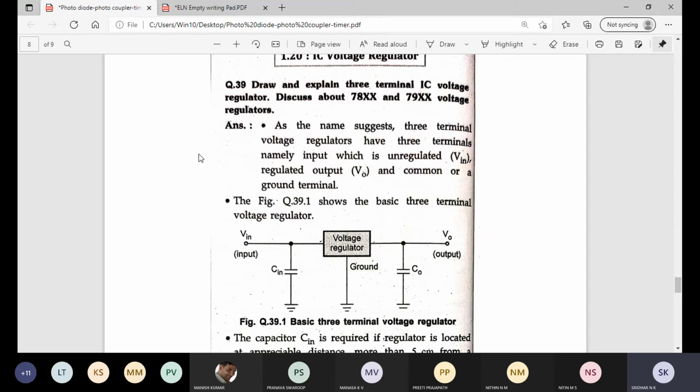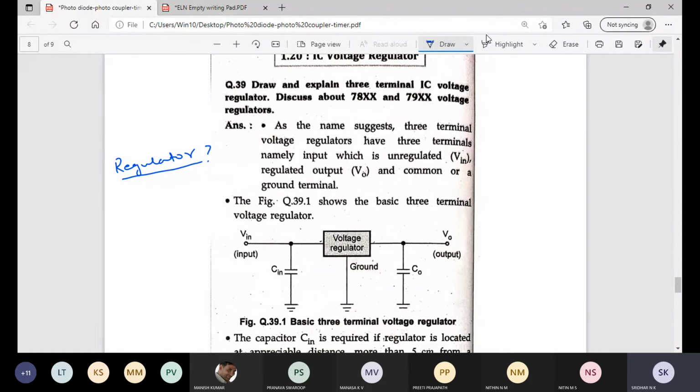First of all, you should know what regulation is. Can anybody define what a regulator is? Do you have any idea about a regulator?